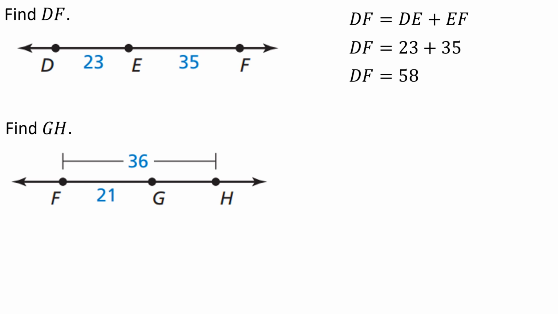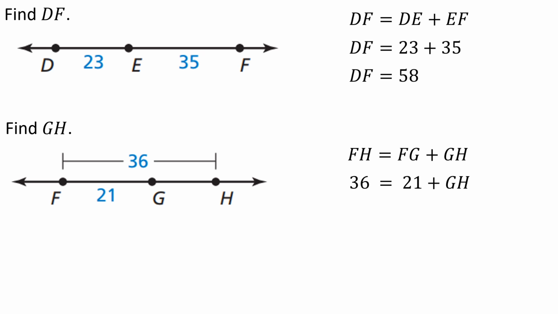Now, in this example, that 36 is showing us the length of FH, right? That's the distance from F to H. And then that 21, that's the length of FG. Now, again, algebraically, what am I going to do? I'm going to start by writing down FH equals FG plus GH. We know FH is 36. We know FG is 21.